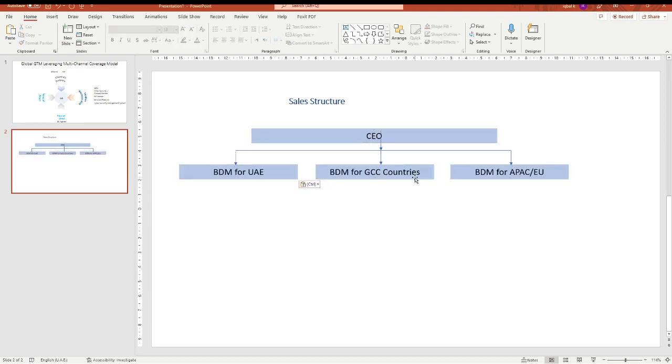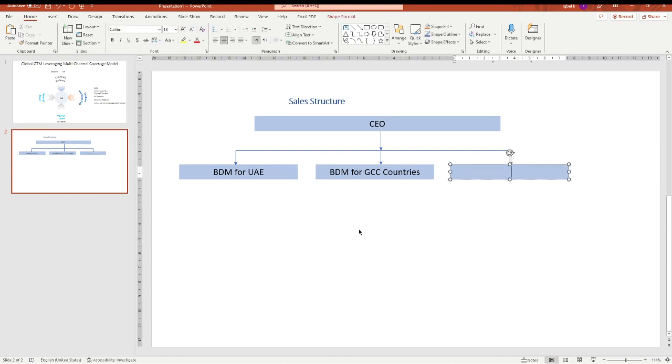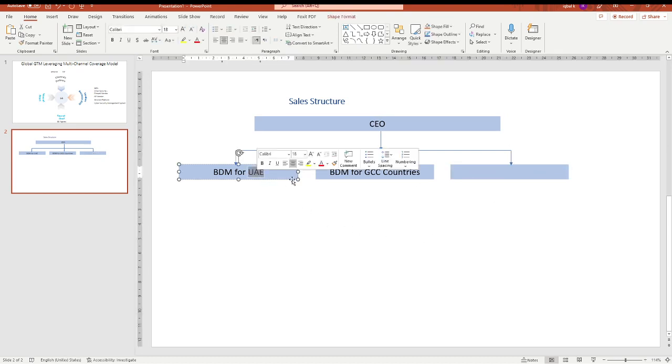If you have a territory which is within the UAE, within the Middle East, within Europe or Eastern Europe, you first design your territories. Let's focus on only two territories, BDM for the UAE or for Saudi, for KSA. And then you have the full-fledged ecosystem below that.